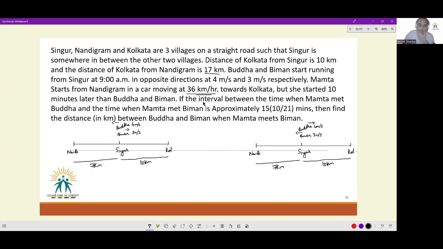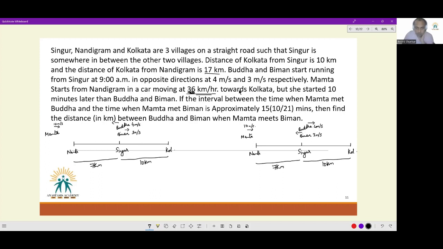What I will do is change her speed into meters per second. In meters per second, it will be 10 meters per second. 36 into 5 by 18, no? Says 10 meters per second. Mamta is moving at the rate of 10 meters per second.